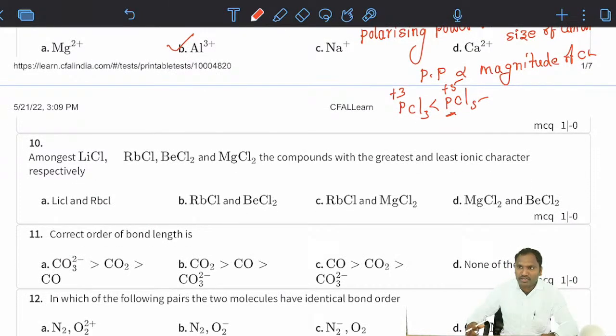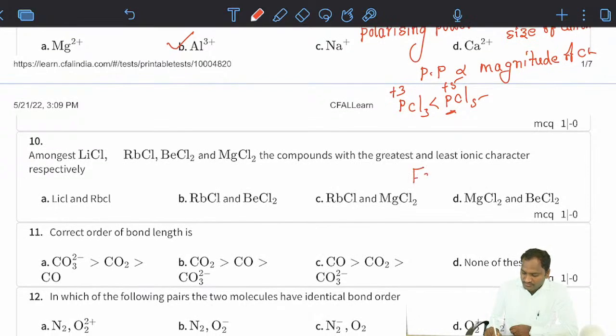Which is more ionic, which is more covalent, like that they are asking. Among the lithium chloride, RbCl, beryllium chloride, MgCl2, the compounds with the greatest and least ionic character respectively. You know Fajans' rules.